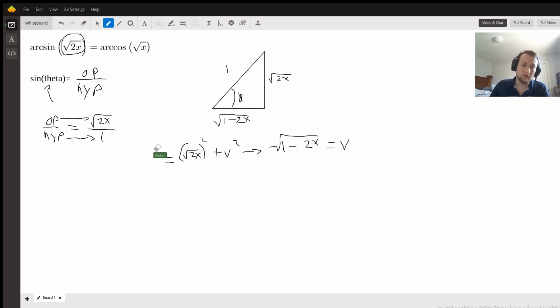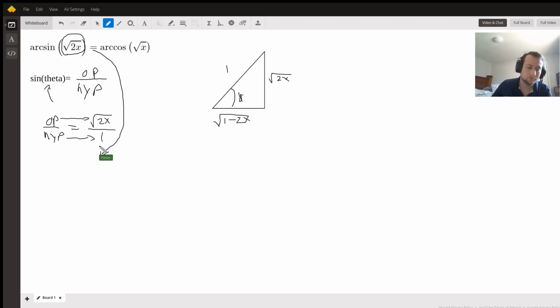Now, this is the part where you have to understand how the trigonometric function works. If you don't understand that, then you're going to have a lot of trouble parsing how to do these questions. We can't solve arcsine square root of 2x equals arccosine square root of x, unless you use a calculator. Even then, I don't think my graphing calculator would do that easily. So what we do is we take the sine of both sides, or the cosine of both sides. Let's take cosine.